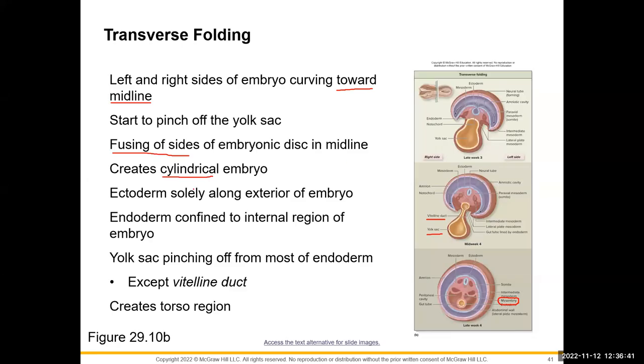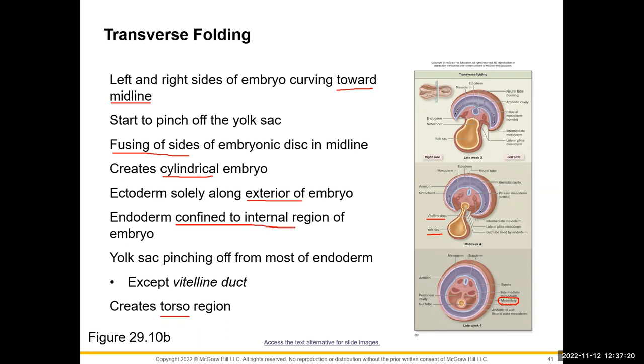There we go. All right. We'll start to see our embryo taking on that form there, which helps to create our torso here. Now, as a result of that downward folding and that transverse folding, the ectoderm, which is that outer layer, is pretty much going to be the exterior portion of the embryo. And as things are folding down and over, the endoderm, that's the third layer, the lower layer, is going to take up the internal region of the embryo.